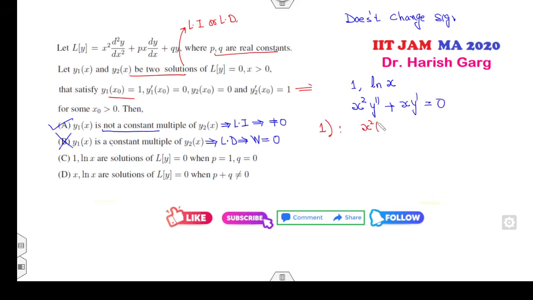If you substitute into y double dash plus x times 0 is equal to 0, satisfied. Yes, 1 is the solution. Whether ln x is a solution or not, we will see: the second derivative of ln x is minus 1 over x square, the first derivative is 1 over x, and 0 is equal to 0, satisfied. Yes, they are solutions when p plus q is non-zero.